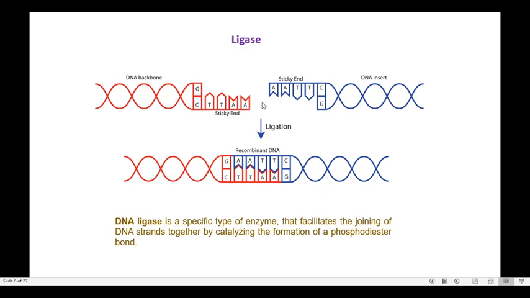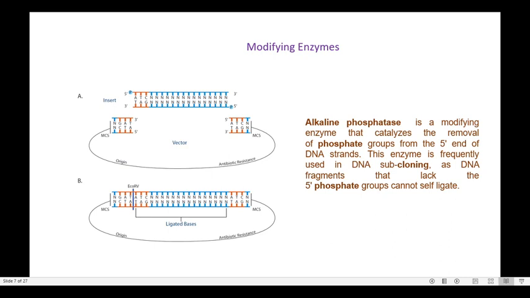So this is the sticky end from one DNA backbone. This is the sticky end from the insert. So when we combine them together in the presence of ligase enzyme, they will attach and combine to form the recombinant DNA. Now we need to see one more enzyme used in cloning. It is called modifying enzymes.